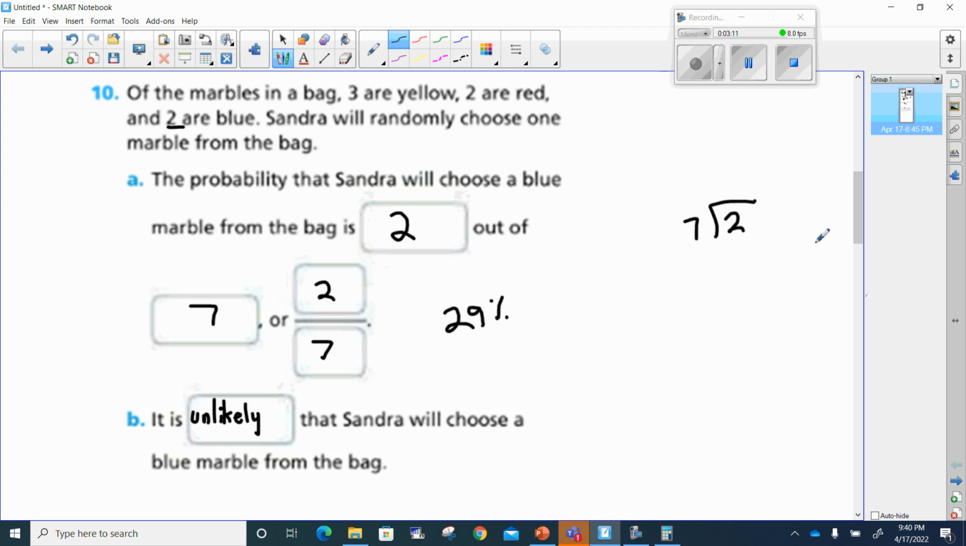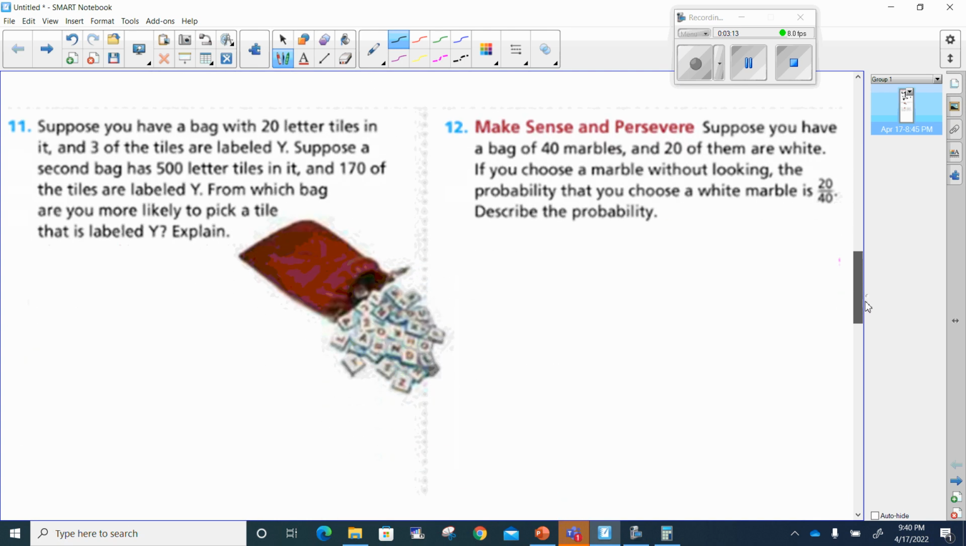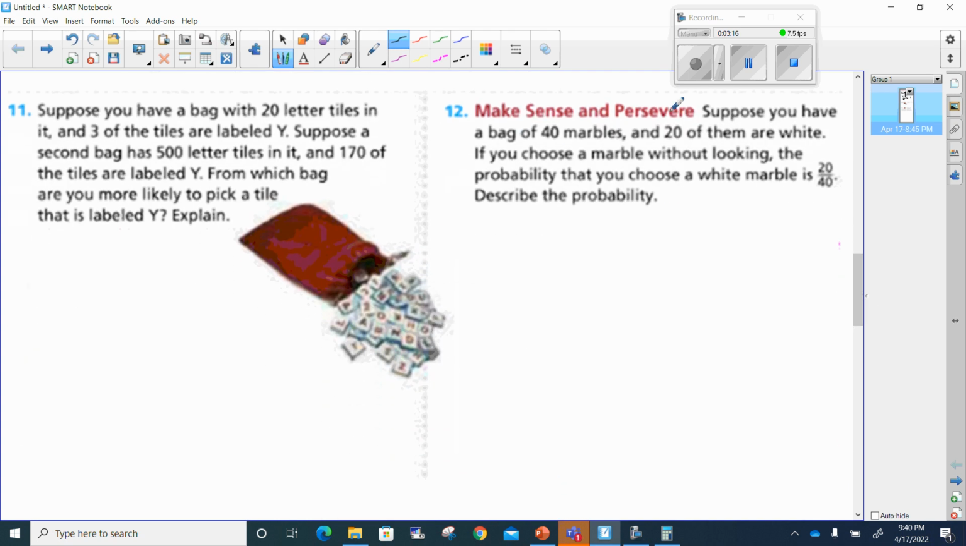Okay, and let's go to number 12. Make sense and persevere. Suppose you have a bag of 40 marbles and 20 of them are white, okay? If you choose a marble without looking, the probability that you choose a white marble is 20 out of 40. That makes sense. Describe the probability.